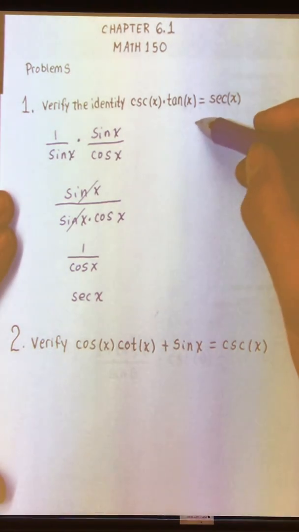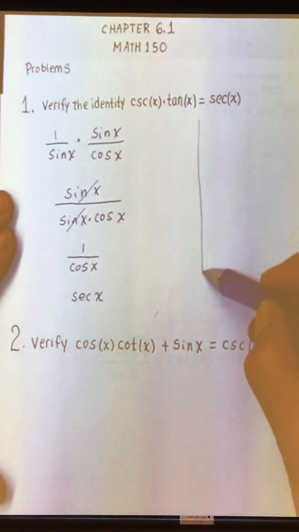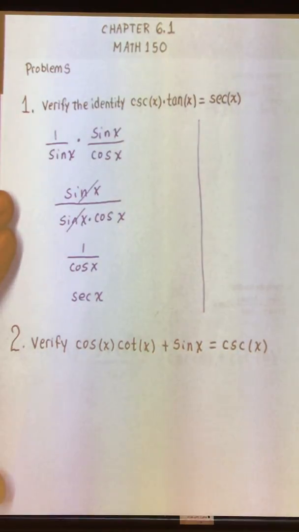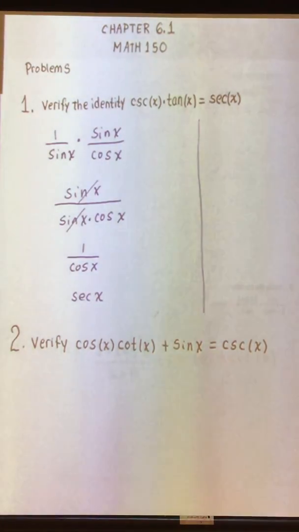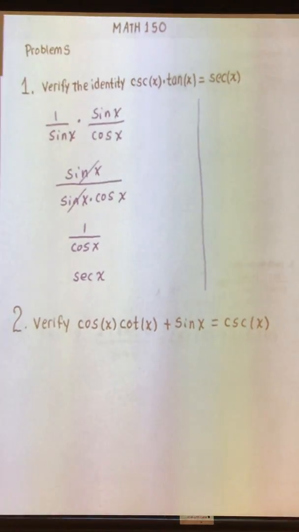So always we want to start by working only on one side, never crossing over to the other side, and working on that until we arrive at the other side. Let's take a look at problem number 2.